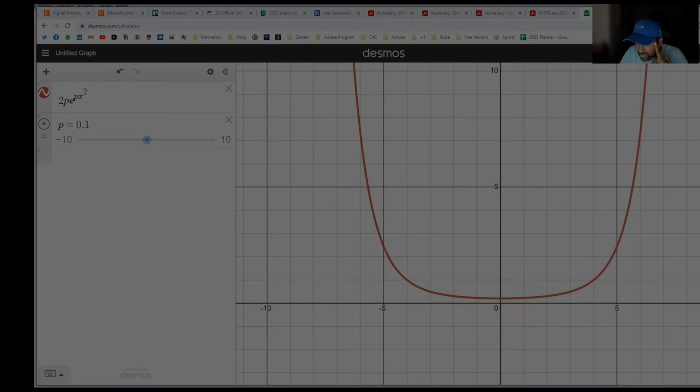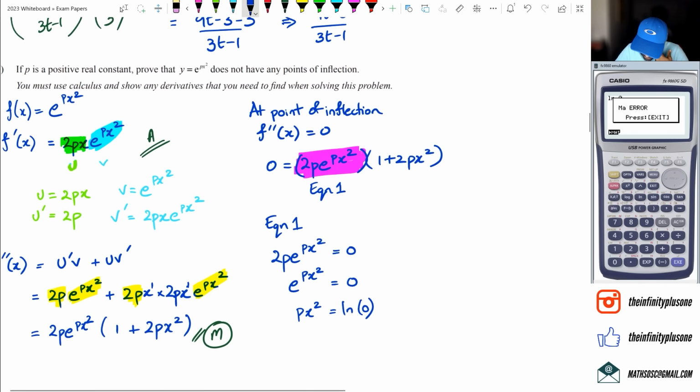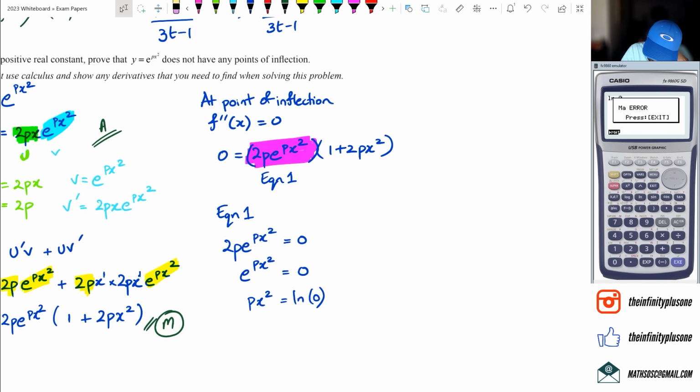What we're going to do is look at the second equation, which is 1 plus 2px². So this is equation 2. And we need to say that in the first one, equation 1, there's no solution as ln of 0 doesn't exist. And then we're going to look at equation 2.